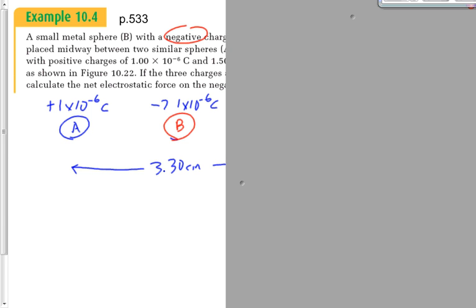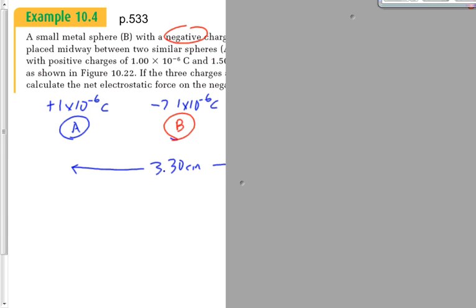Object B and object A exert a force on each other. Now, we don't care what the force on object A is, because we're not trying to find the force on A. The question says, what's the force on B? So, which way is B affected as a result of A? Well, one's positive, one's negative, right? They attract each other.